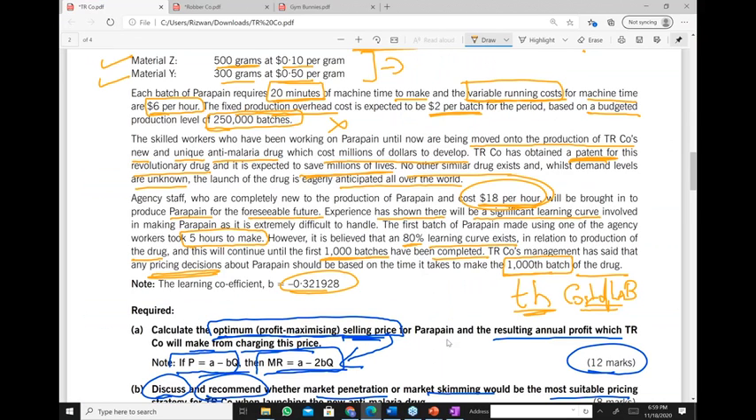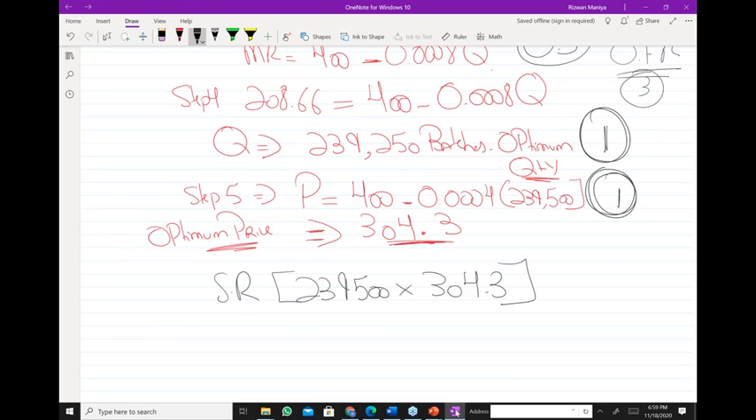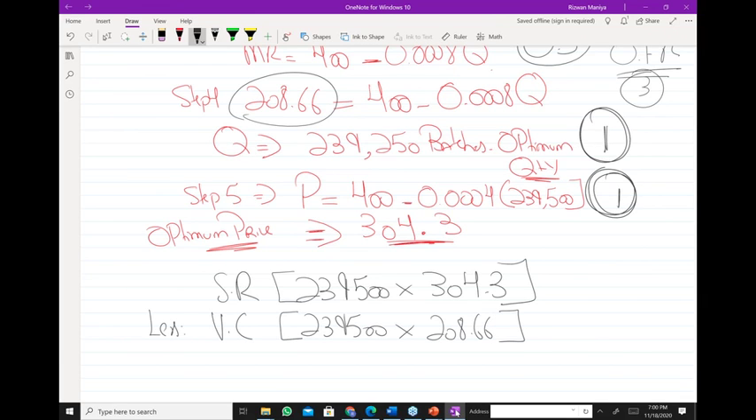So what is left? Work out resulting annual profit at this price. Okay, so let's work out the profit now. 10 marks already done. So now 2 marks you will get for the profit. So sales revenue: quantity 239,500 multiplied by 304.3. Less variable cost: 239,500 multiplied by the marginal cost that you worked out, 208.66. Okay, less fixed cost.